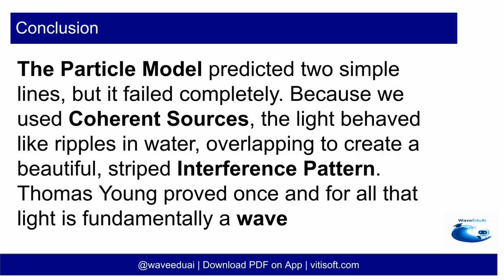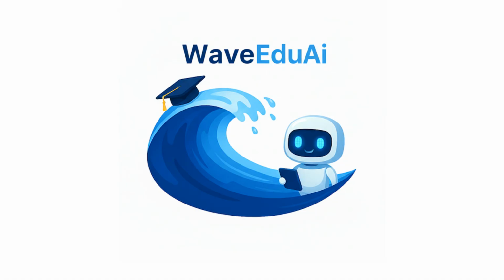In conclusion, the particle model fails to explain the observed interference pattern. Thomas Young's experiment proved that light behaves as a wave, creating a complex and beautiful pattern through overlap. And that concludes our discussion.